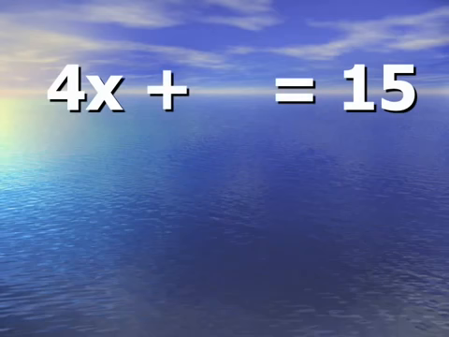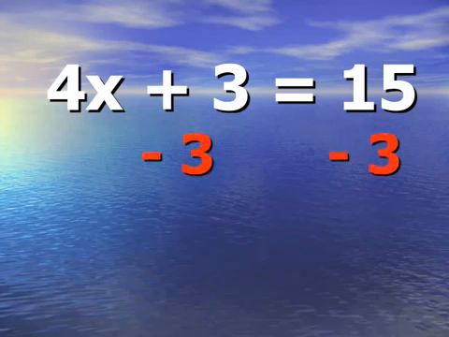Our second example, the equation is 4x plus 3 is equal to 15. Using our same model, I need to do the opposite of multiplying by 4 and adding 3. I always undo adding and subtracting first. So the opposite of plus 3 is minus 3.